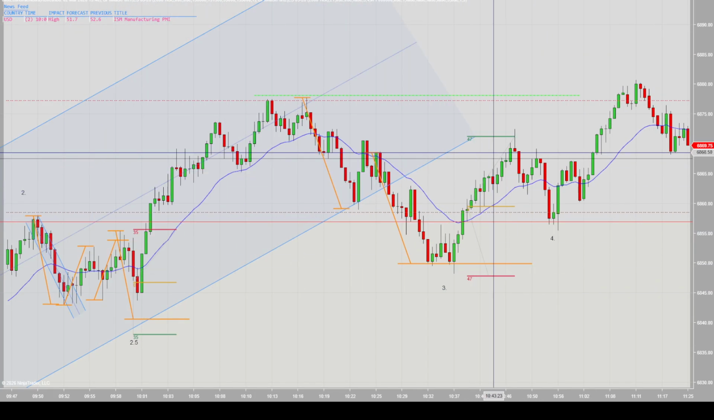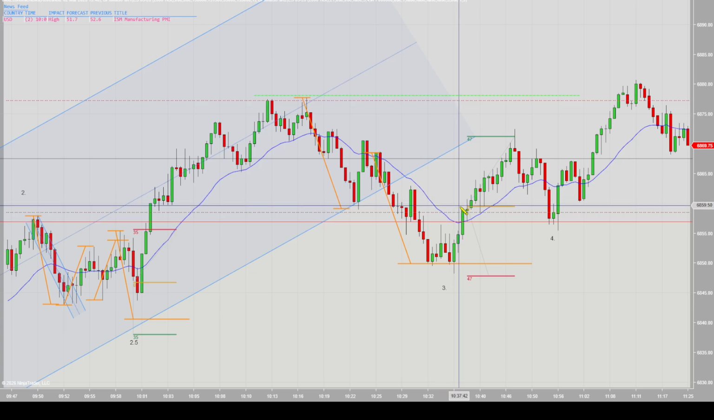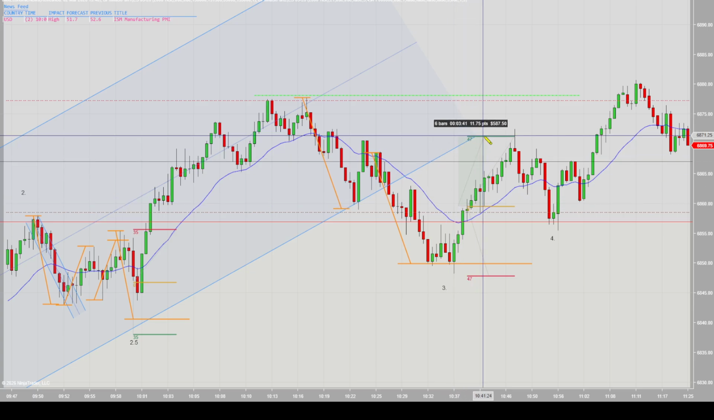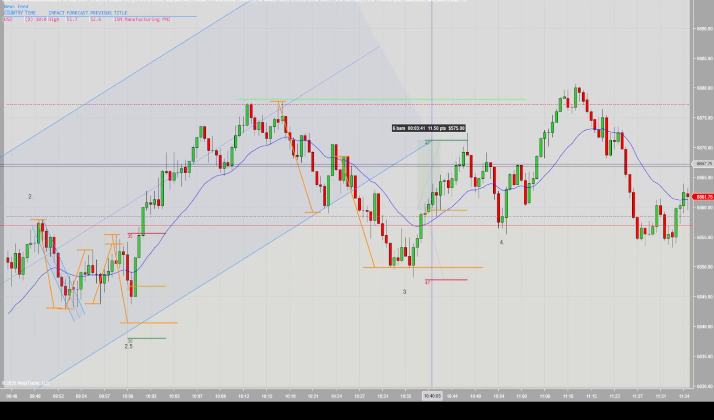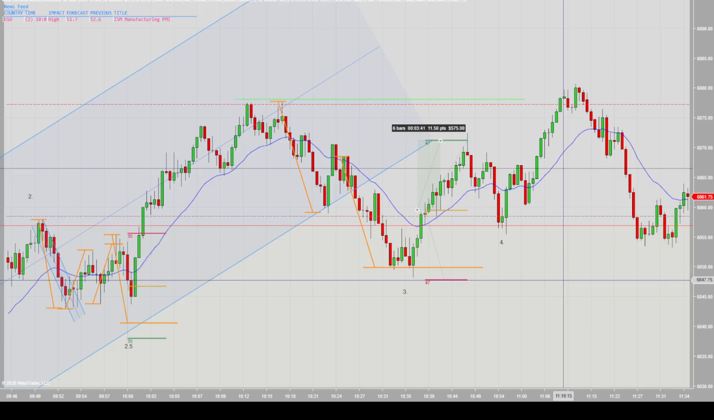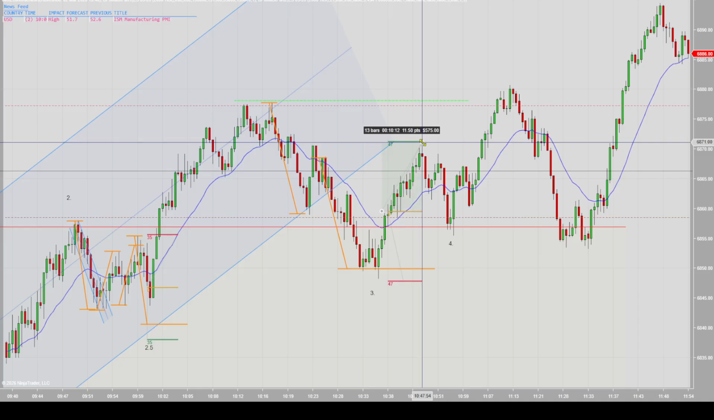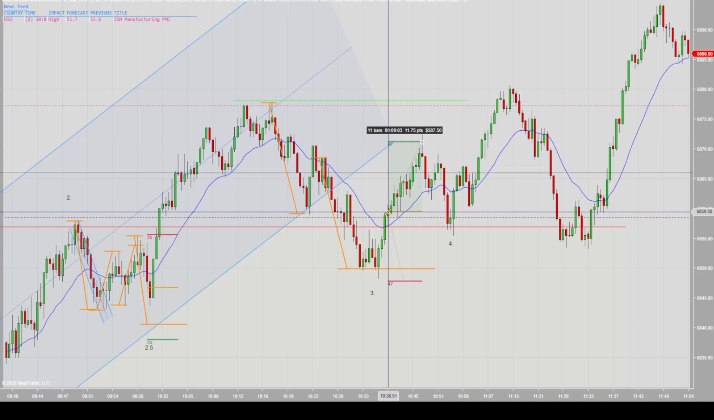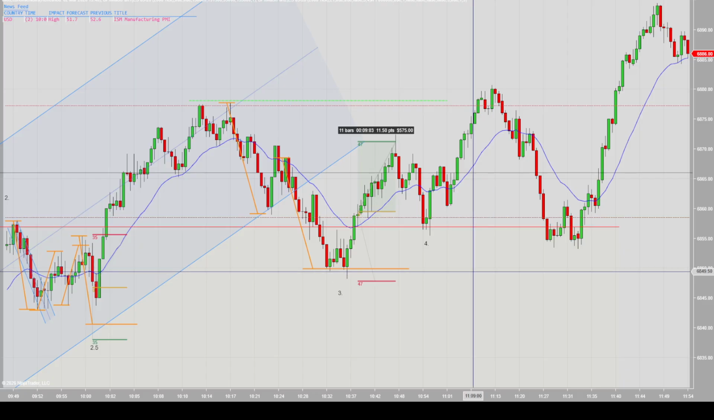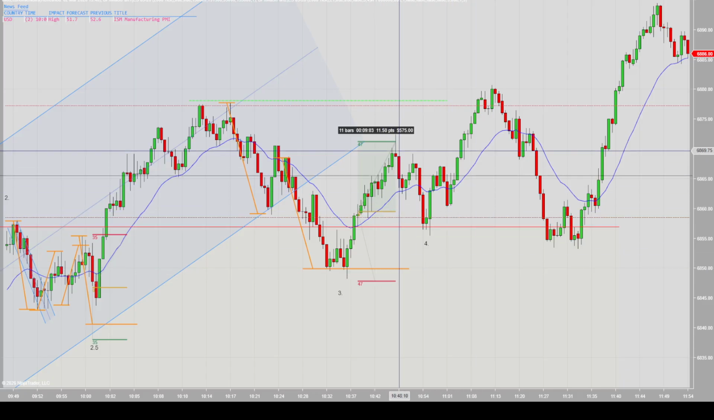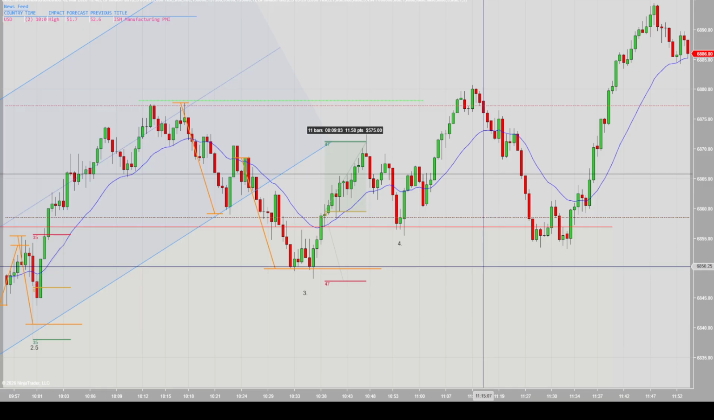But yeah, this is the second trade of the day here. There's another 11.5 points. If you want to see the time on that as well, that's for you. So 9 minutes for 11.5 points.